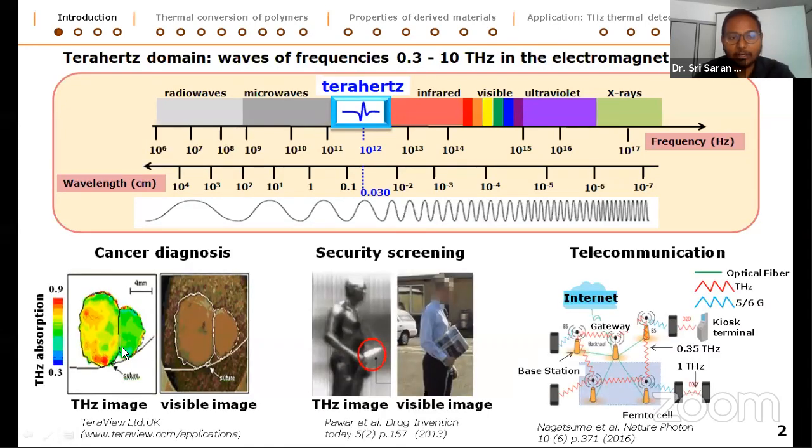For example, cancer diagnosis. So you can see the two different images, the terahertz image and the visible image, just by the water absorption of the terahertz radiation. It will show the contrast. You can see the red region has more water, so that means it more belongs to cancer.